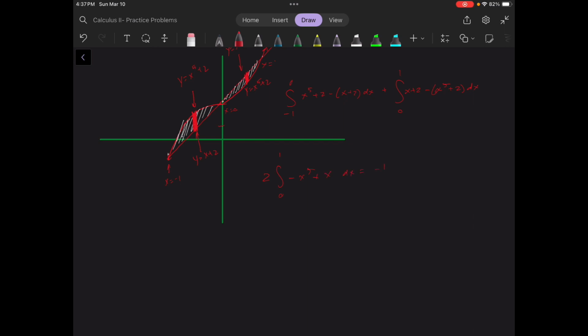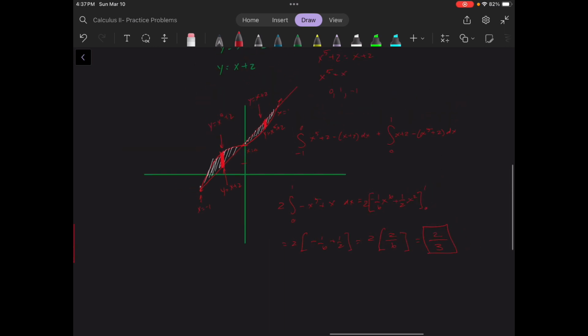That's going to turn into negative 1/6 x to the sixth plus 1/2 x squared. We still have that 2 in front. We're evaluating at 1 and 0. 2 times negative 1/6 plus 1/2. Negative 1/6 plus 1/2 is just 2/6. 2 times 2/6 is 2/3. So the area between these two curves is 2/3.